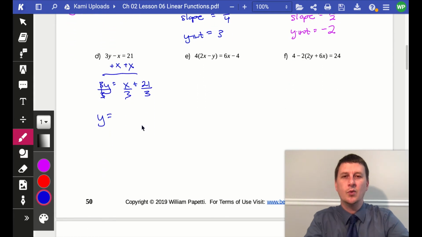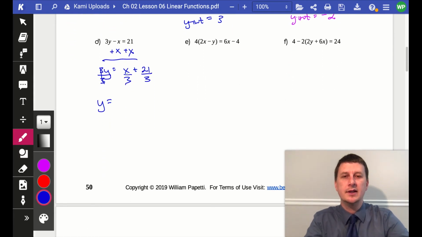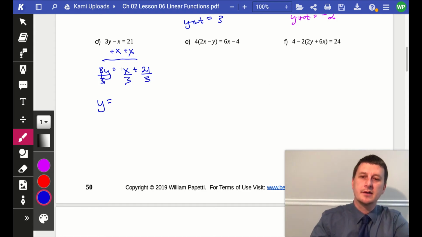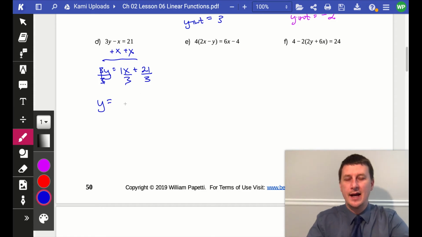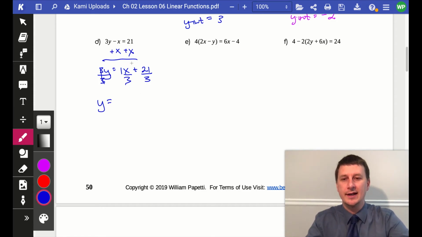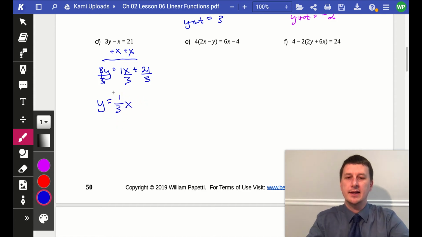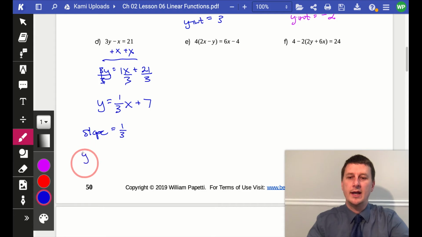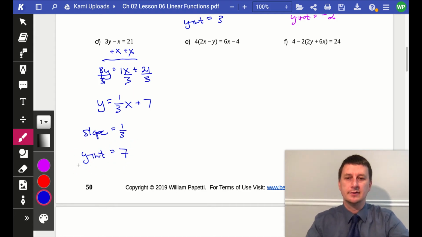So now I ask you, what's the coefficient of x in this problem? And if you said 1, you're correct. So what we're going to do is 1 divided by 3. And that's not an integer, so we're going to keep it as a fraction of 1 over 3, and I put my x on the outside. Plus 21 divided by 3 gives me 7, which means in this problem I'll have a slope of 1/3 and a y-intercept of positive 7.